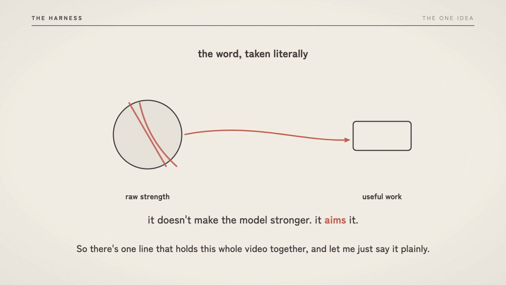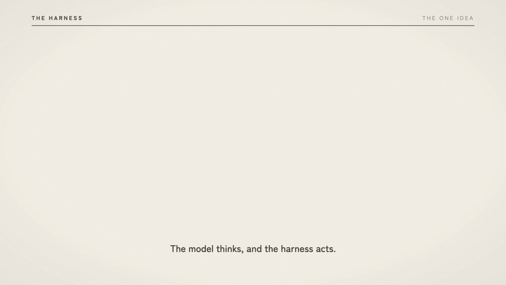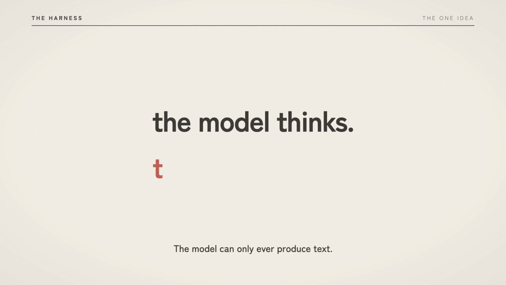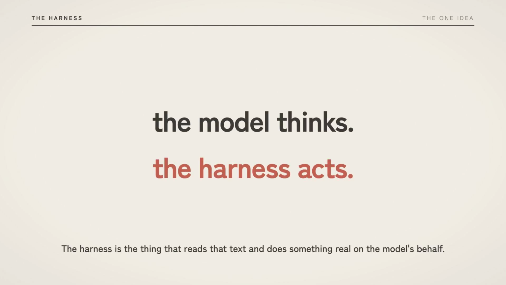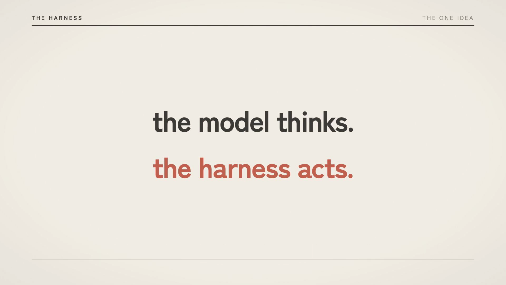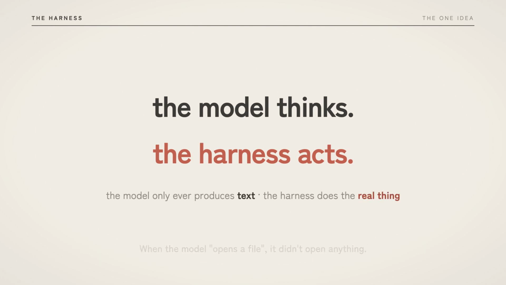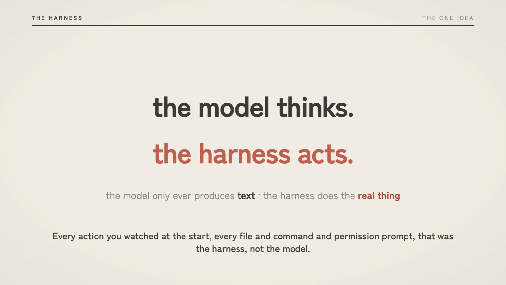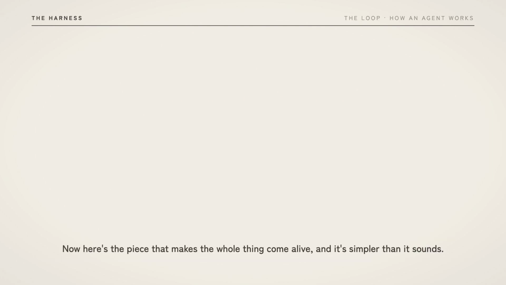So there is one line that holds this whole video together, and let me just say it plainly. The model thinks and the harness acts. The model can only ever produce text. The harness is the thing that reads that text and does something real on the model's behalf. When the model opens a file, it didn't open anything. It wrote a sentence asking for a file, and the harness is what went and opened it. Every action you watched at the start, every file and command and permission prompt, that was the harness, not the model.